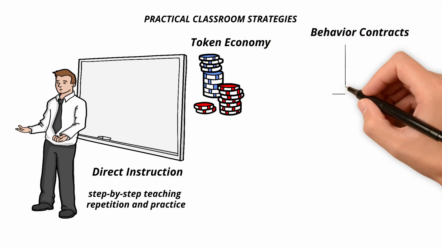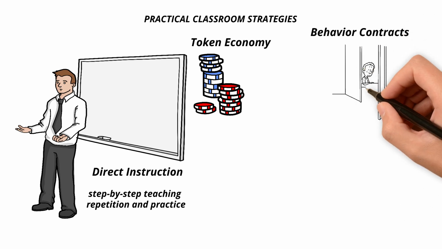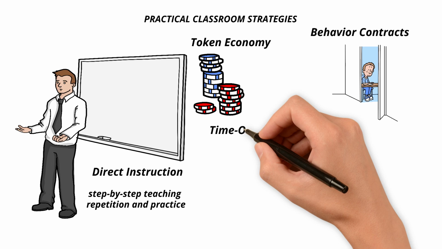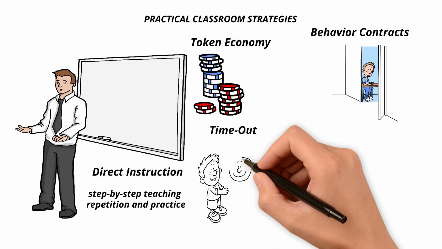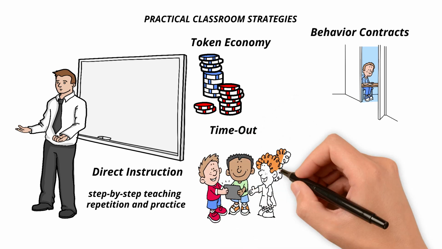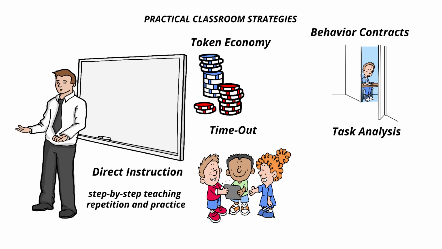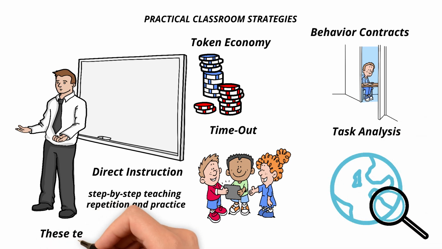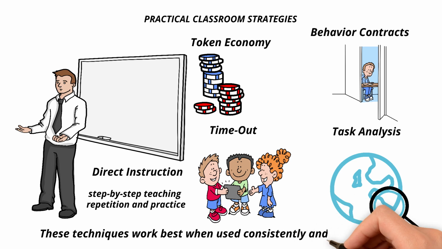Behavior contracts. Agreements between teacher and student outlining expected behaviors and rewards. Timeout. A short break from a fun activity after misbehavior, giving students time to reflect. Task analysis. Breaking down a difficult task into smaller, manageable steps and celebrating progress. These techniques work best when used consistently and positively.